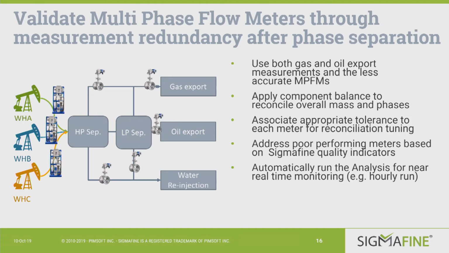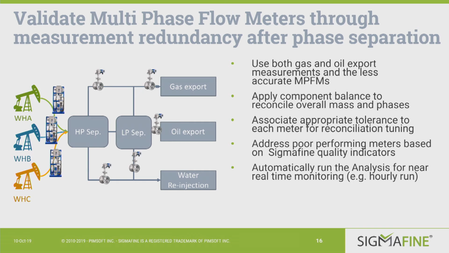Let's see how we can use it. So let's go back to our upstream case with the 3 wells. Now we use component balance in a, let's say, creative way to reconcile not chemical species but phases. So we know that it's quite hard to measure all the 3 phases coming together, and there are expensive meters, the multi-phase flow meters, that are deployed for these purposes, trying to catch how much gas, oil, and water is coming from the wells.